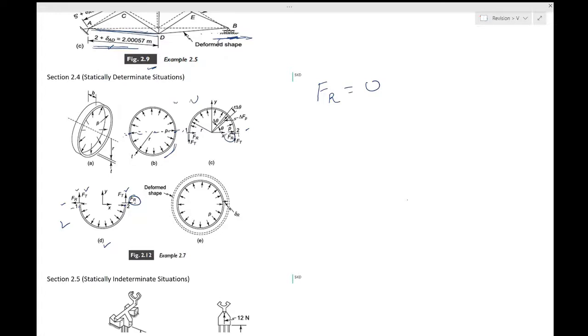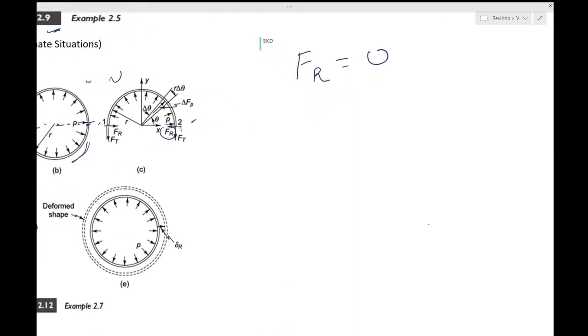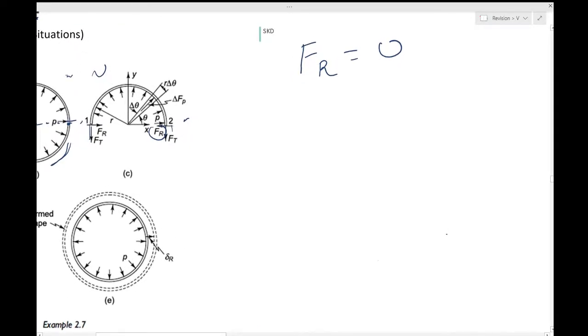So once this part is done, all you have to do is come back to this problem of the upper part. Because it's a symmetric problem, you can solve half of it, even a quarter of it for that matter, but let's take half of it. So in this case you have to consider an arc of length r delta theta, and you know the thickness of it. So the delta Fp is equal to p into the area, because pressure has to be multiplied by area for it to be made a force, which is b r delta theta.